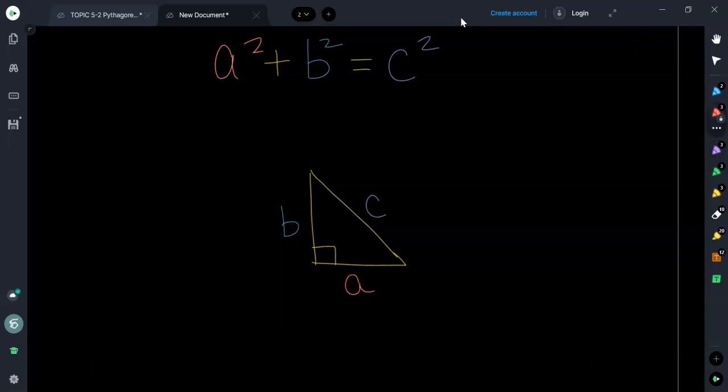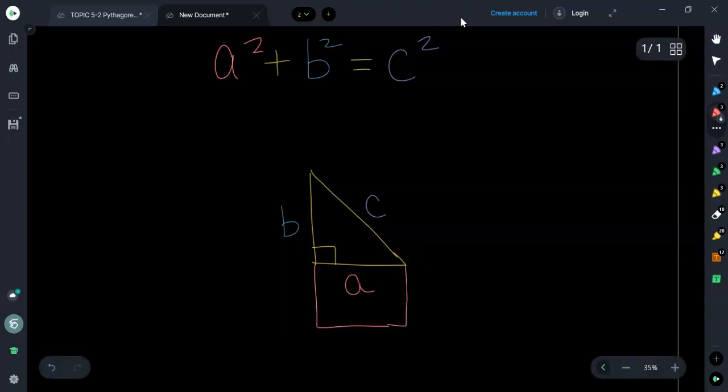If I were to take each side of the triangle and extend it out and draw a square, so I'm going to draw a square here.